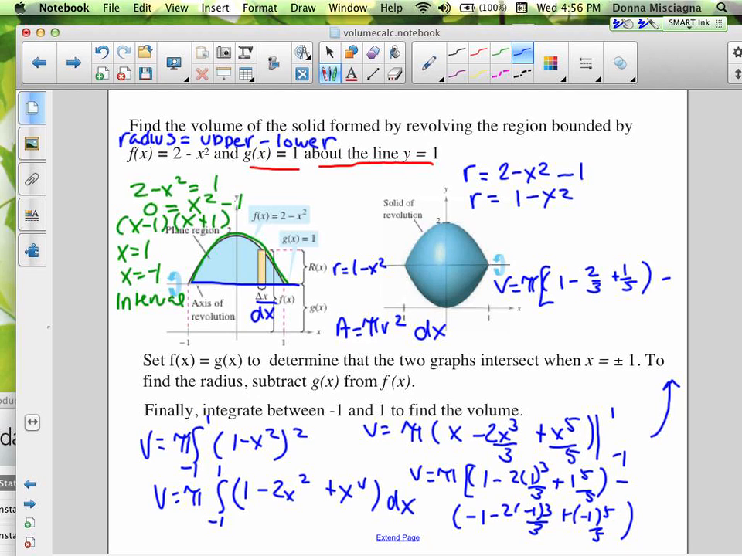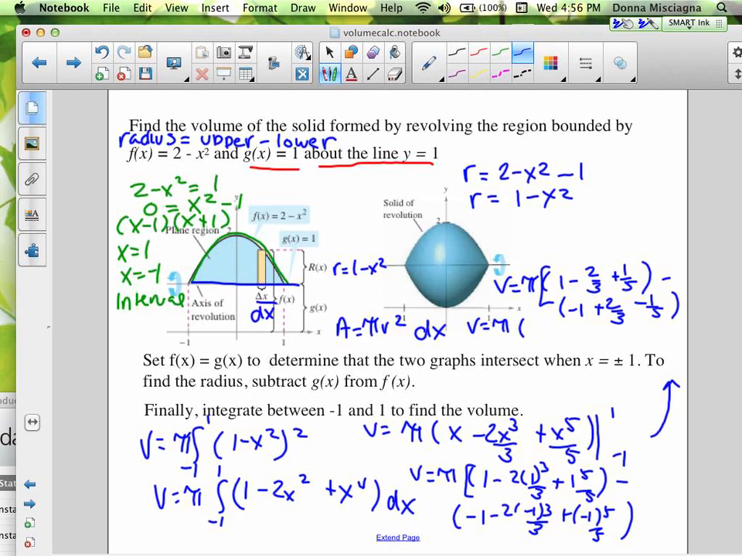minus, and that's -1. That's going to be plus 2/3 because I'm going to have a negative and then a plus there, so it'd be a plus 2/3. And then this would be a minus 1/5. All right, so our volume is going to be pi, and it looks like we have some things canceling out. Not really. Let's just add these like things together.